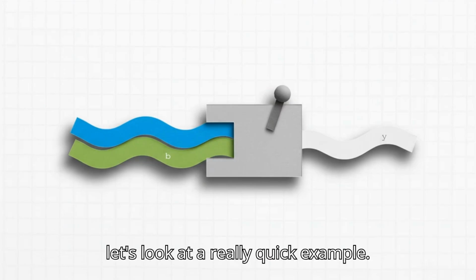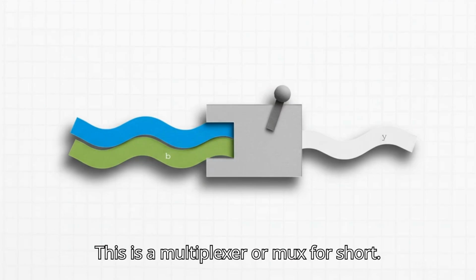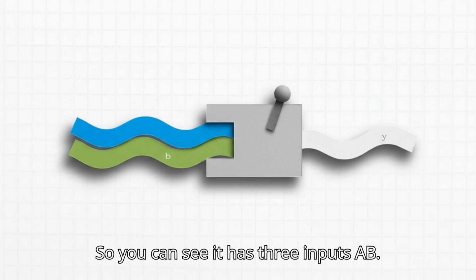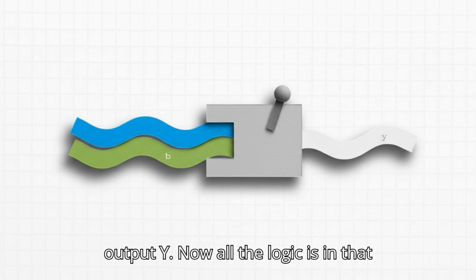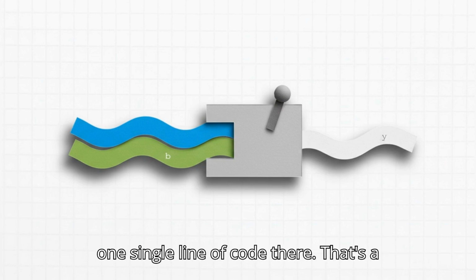Okay, let's look at a really quick example. This is a multiplexer, or MUX for short. So you can see it has three inputs, A, B, and a selector called sel. And it has one output, Y. Now, all the logic is in that one single line of code there.